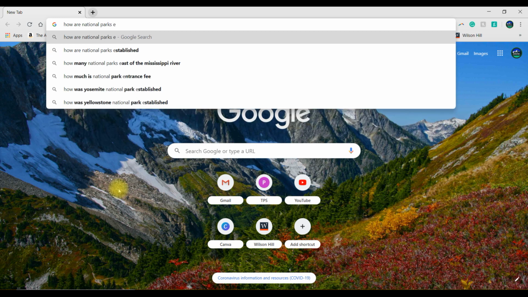How are national parks established? It's essentially the same as C, an act of Congress, and as you can see down here, how many national parks are east of the Mississippi River? I am not sure about that one. And how much is the national park entrance fee? That varies from park to park.